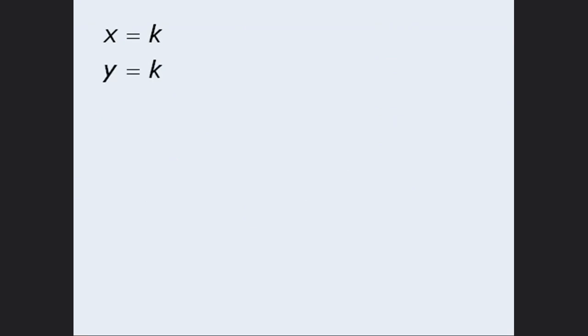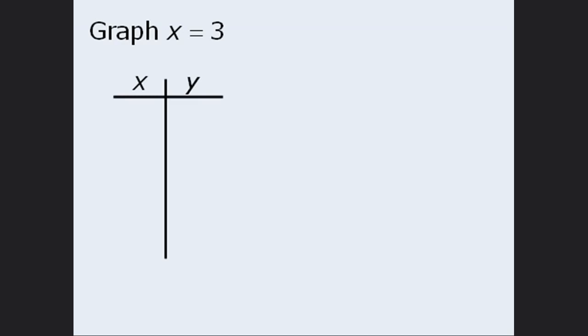k is some constant. Let's begin with equations in the form x equals k by examining the line that corresponds to the equation x equals 3. So first we'll find some points that satisfy this equation. Now the equation tells us that x must equal 3. So there's really only one way to satisfy this equation. X must equal 3. But what about the y value? Well, since the equation does not place any restriction on the value of y, it can be any value.